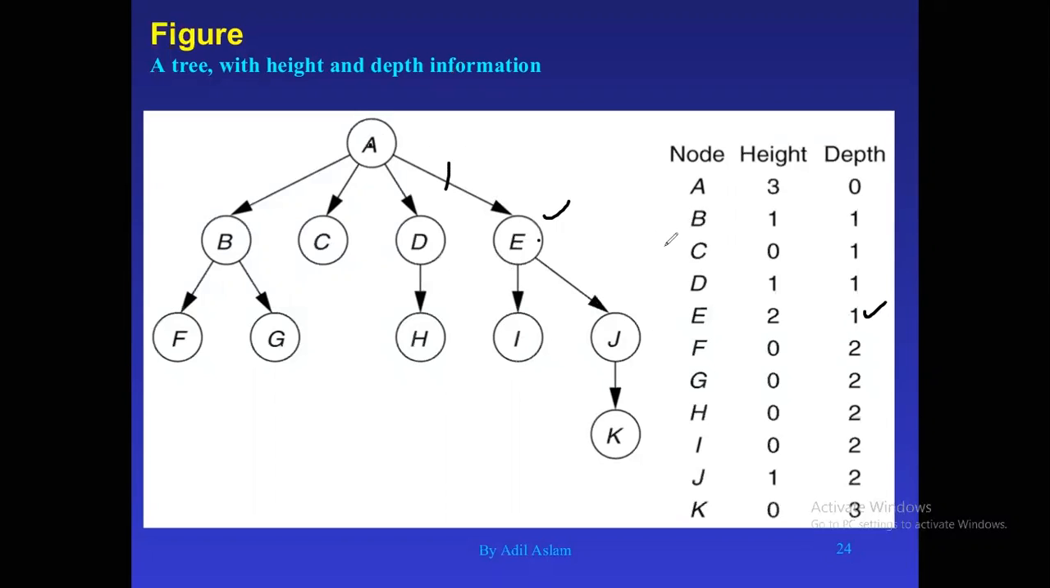Next, height. Height means up to leaf. For example, up to leaf here is 1 edge. That means this is 1 edge. Next, up to leaf here, how many edges? 1, 2. So which is the longest, you have to take that. So therefore, 1, 2, height is 2. Like that you can calculate the depth and height of the node. Node means here vertices. Every time we refer to node, here it means vertices.